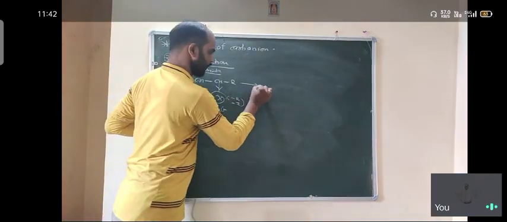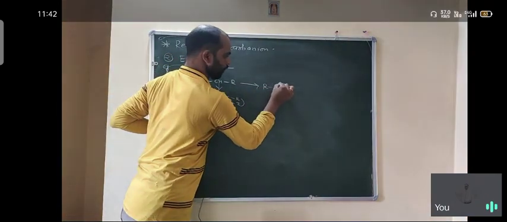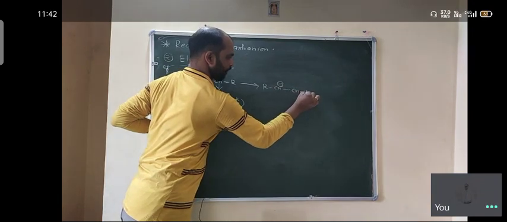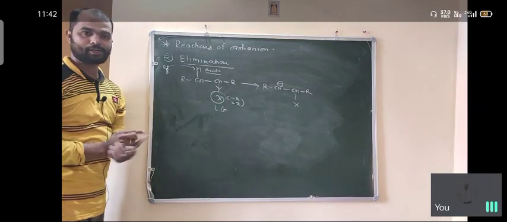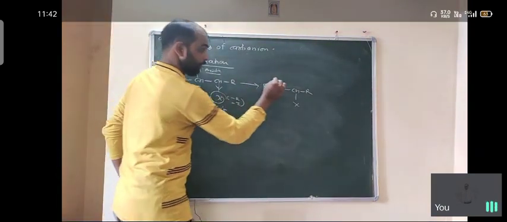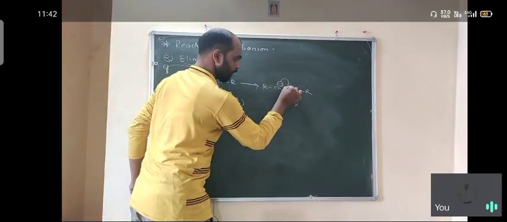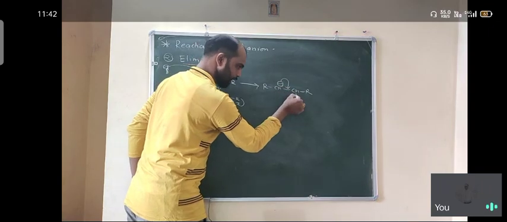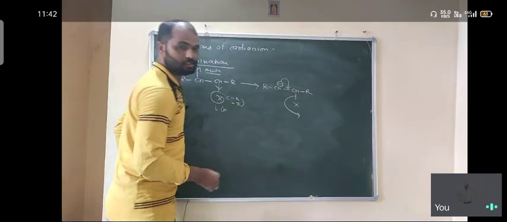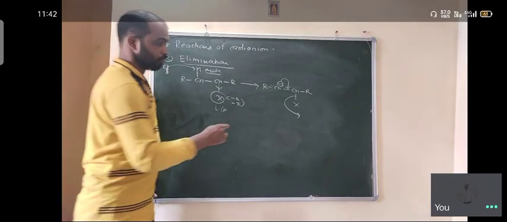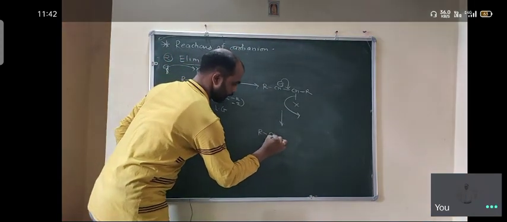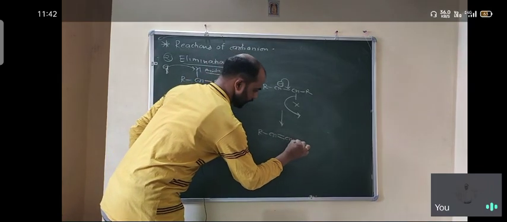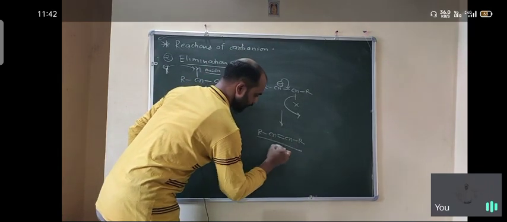So in the first step, there is formation of a carbanion. This carbanion then forms the double bond between these two carbons, and at the same time the X departs. So after this, R-CH double bond CH-R is formed, which means an alkene is formed.